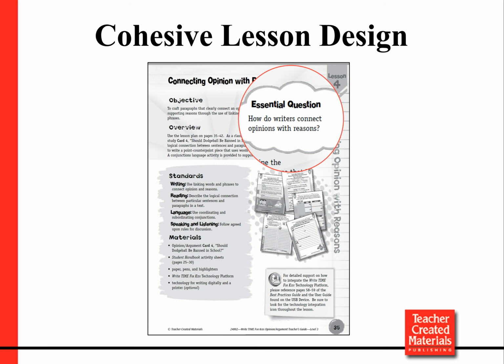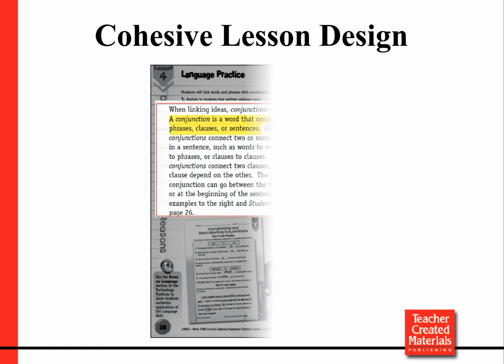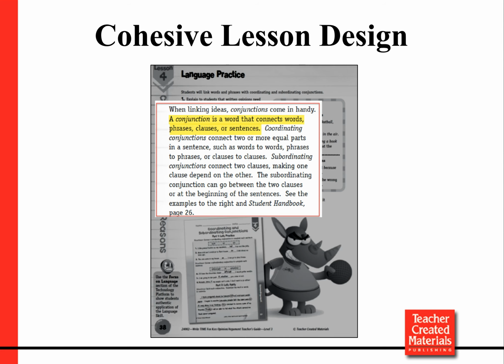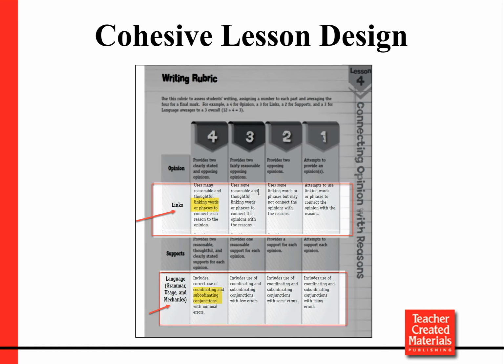Even the essential question focuses on the skills of connection. The teacher annotations of the text highlight the author's use of linking words. The language practice gives students specific practice in the skills of using conjunctions. The graphic organizer, located in the student handbook and also in the technology platform, is designed to focus and highlight linking ideas together. And finally, you'll see in the student rubric the fact that linking skills is a skill that they need to master to be successful.